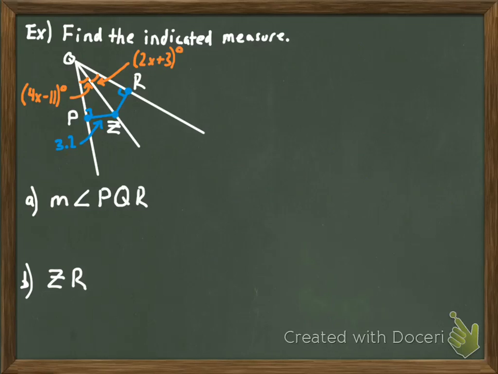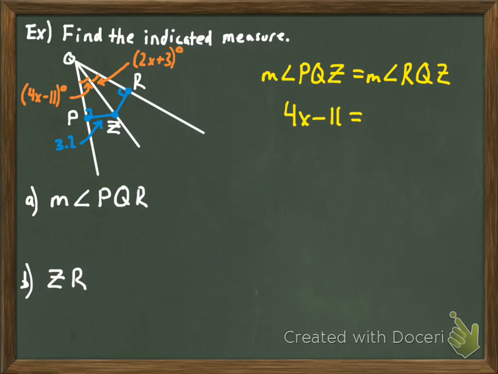I've given you an expression for each of the two angles that are half of angle PQR. Well, they are half because this is an angle bisector, ray QZ. And so we're going to set these two angle measures equal to one another. In other words, the measure of angle PQZ equal to the measure of angle RQZ, which is going to tell us that 4x minus 11 is equal to 2x plus 3. Then subtract 2x from both sides, add 11 to both sides, you get 2x equals 14, x is equal to 7.